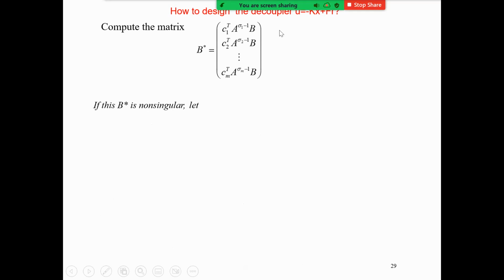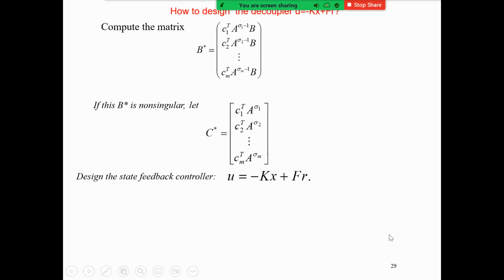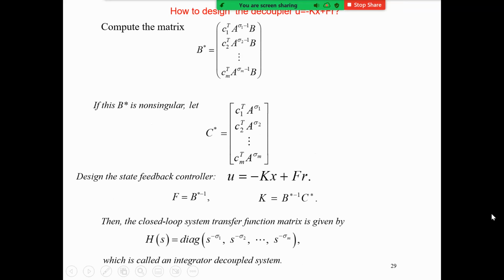then there is another condition. This B star has to be non-singular, such that we can compute its inverse. For C star, it doesn't matter whether it's singular or non-singular. Because in this design, the final answer, F and B, depends upon the inverse of this B star. If we do it right in this way, the final closed loop transfer function will be just integrators.